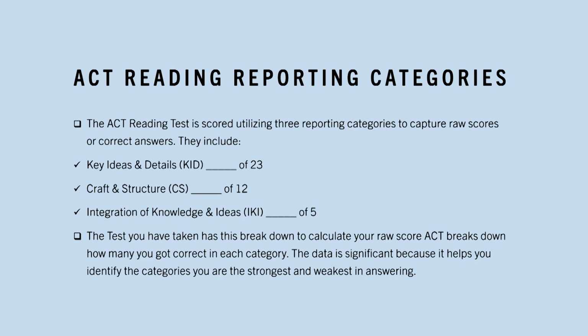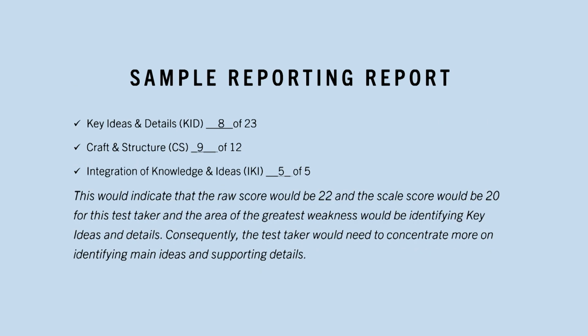To calculate your raw score, ACT breaks down how many you got correct in each category. The data is significant because it helps you identify the categories you're the strongest and the weakest in answering.